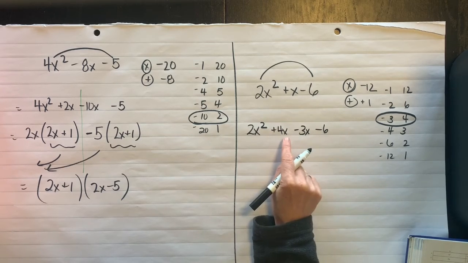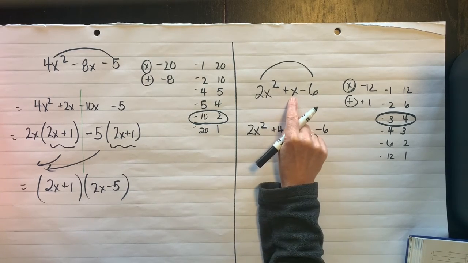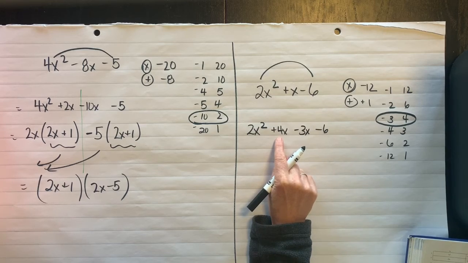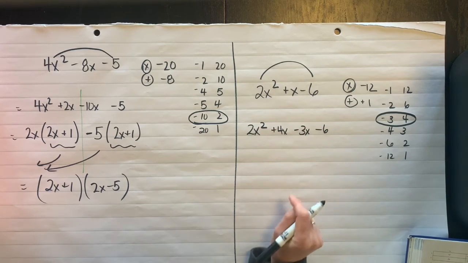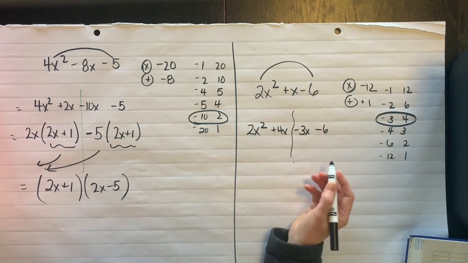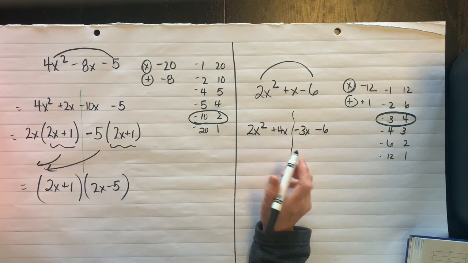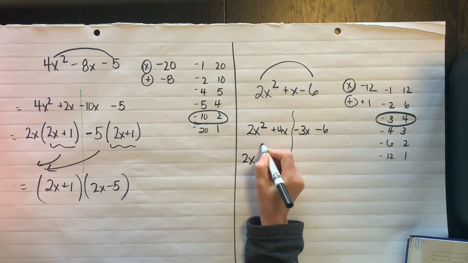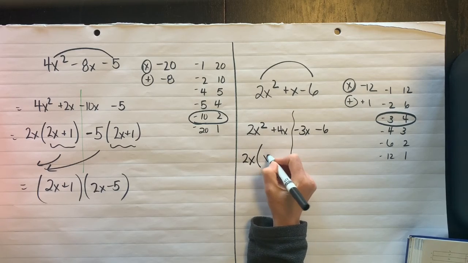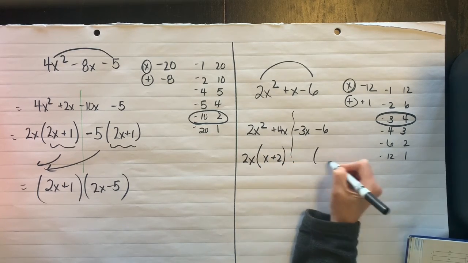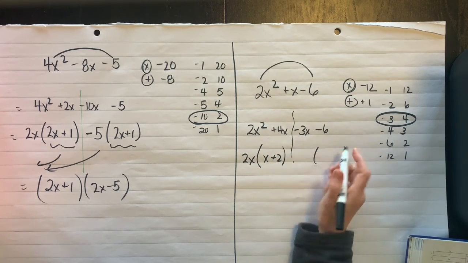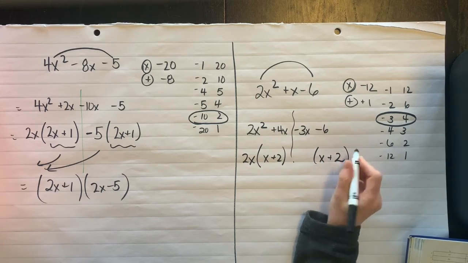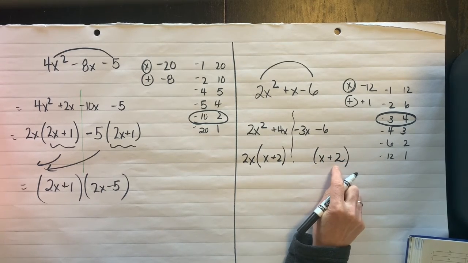Okay, so just double check. I've decomposed my term. Positive 4x minus 3x is the same as 1x, so that's okay. So let's split this in half. What can I pull out of here? I can pull out a 2x. If I pull out a 2x, I'm left with x plus 2. What should go in this bracket? Well, the whole point is that you make the brackets the same. I should end up with x plus 2 there.